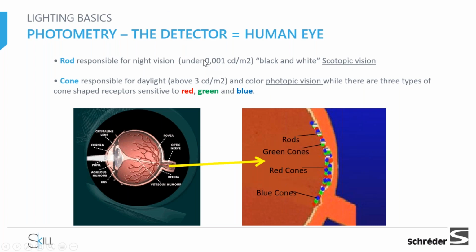The area in between, if the light level is between 0.001 candela per meter square and up to 3 candela per meter square, we will have what's called mesopic vision, where we have a combination between rods and cones. We will not be able to see colors in the same way as in photopic vision, but we will see some colors. And we will also not be as insensitive to colors as in the scotopic vision area under the 0.001 candela per meter square.